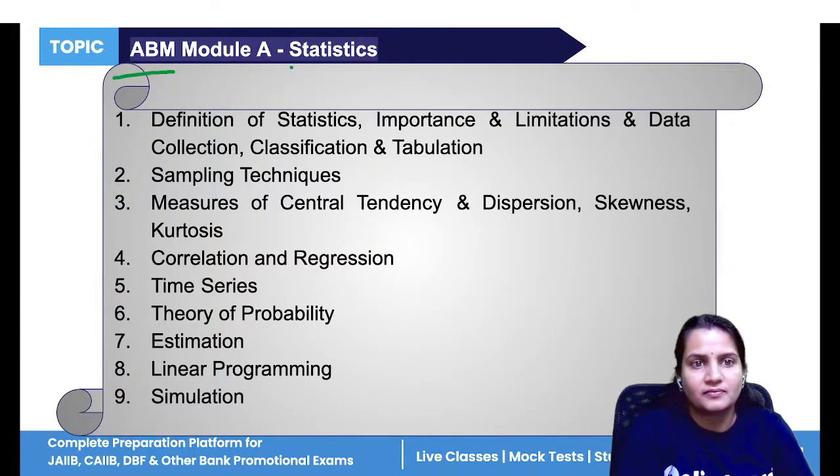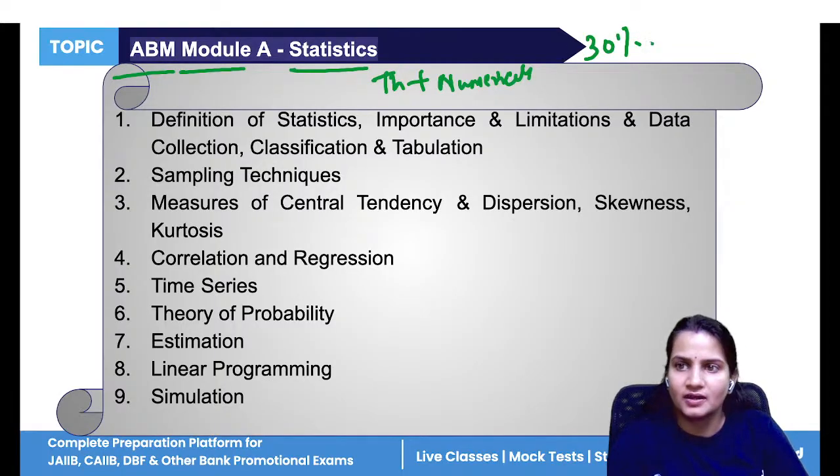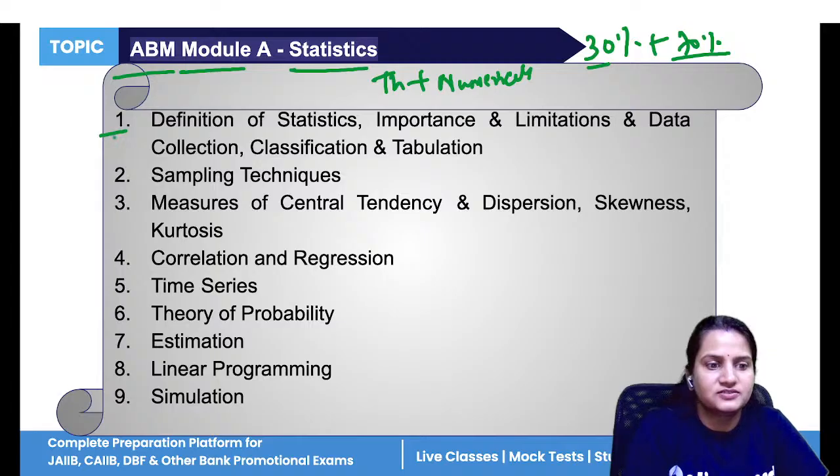In ABM, module A is all about statistics. This is theory plus numerical. In this module, you will see 30% theoretical questions and 70% questions from the numerical part. Even the 30% will come from the numerical portion only, in the way of statement-based or scenario-based questions.